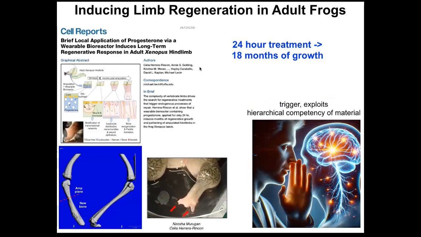The most recent work from Celia and Narosha had to do with very large adult frogs, which have never been shown to be able to regenerate anything like this. Again, using a bioreactor, we were able to induce very significant regeneration. But maybe the most amazing thing about it is that we only interacted with the wound for 24 hours. So it's a wearable bioreactor. 24 hours of treatment gives you 18 months of growth, during which time we don't touch it at all.